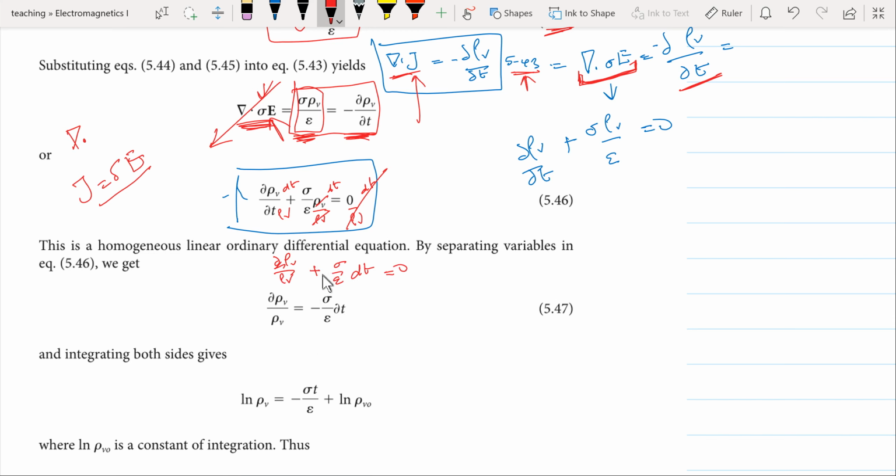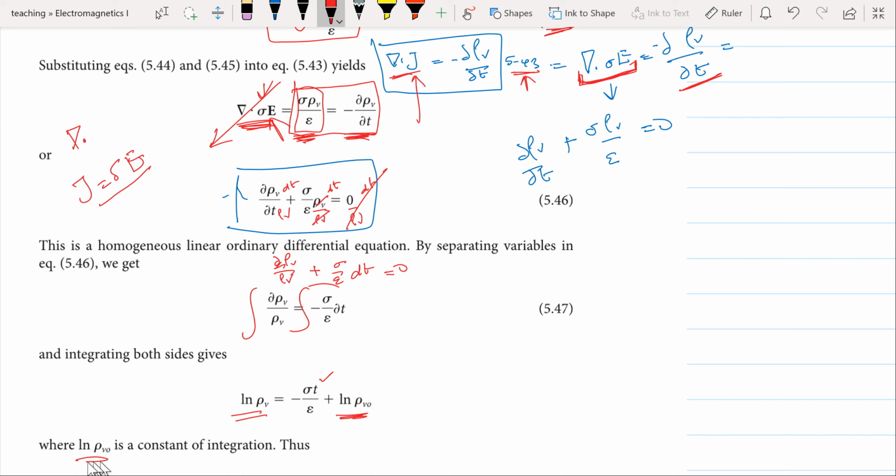Therefore, of course, when you bring one to the other side, it becomes negative. And therefore, to solve this equation, you simply integrate both sides, because both of them have a derivative or partial derivative. For that reason, what you end up getting is that the integral of d rho v over rho v is equivalent to ln of rho v. And this, when integrated over time, becomes minus t times this constant, plus a constant of integration, on this side.